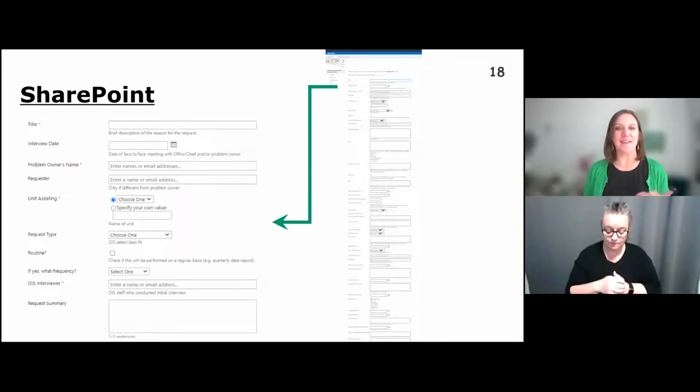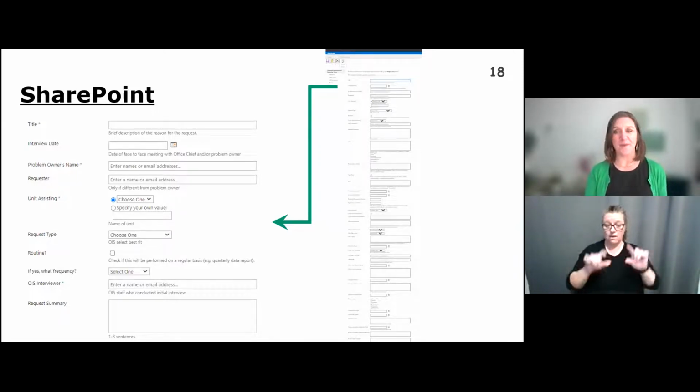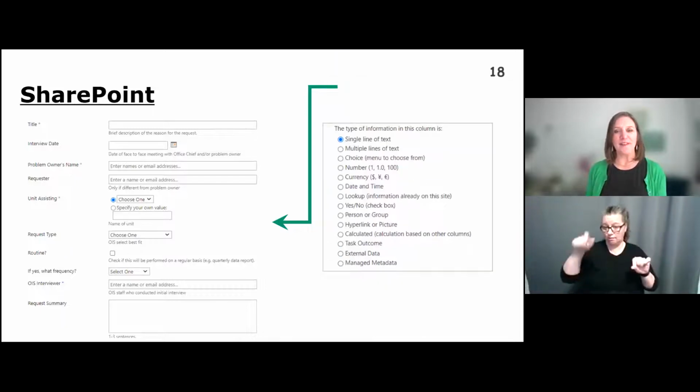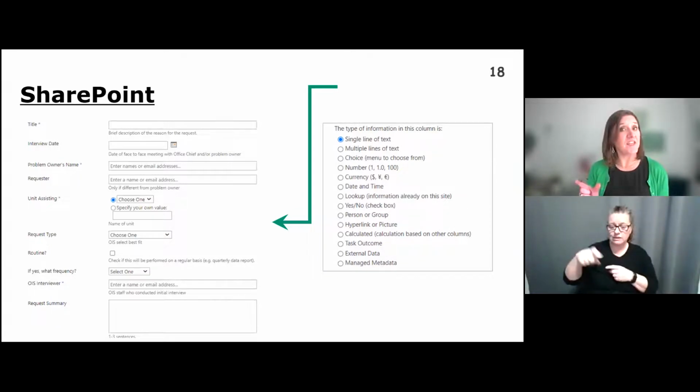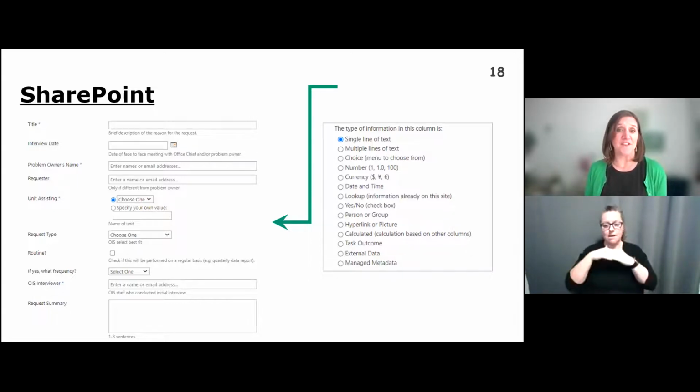So a list, in simple terms, is a form, and it's made up of fields called columns. And you can select the type of column that you need depending on what that field's need is. You can require that a field be completed before saving and exiting the form. You can specify a minimum or maximum number of characters. And for the choice option, you have a drop-down or radio button for single select and a checkbox for multiple selection.